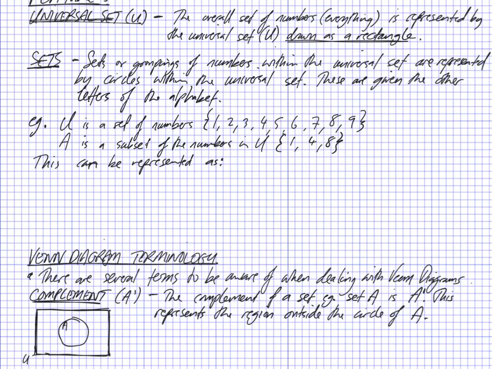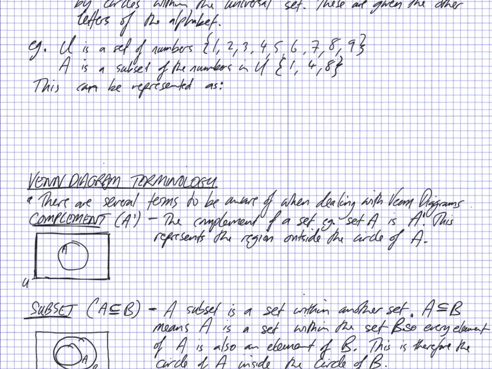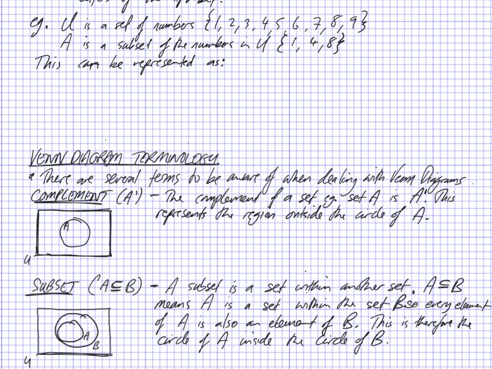So if we have an example here, let's say my U, my universal set, was the numbers 1, 2, 3, 4, 5, 6, 7, 8, and 9. And A is a subset of the numbers in the universal set: 1, 4, and 8. How do I represent that?